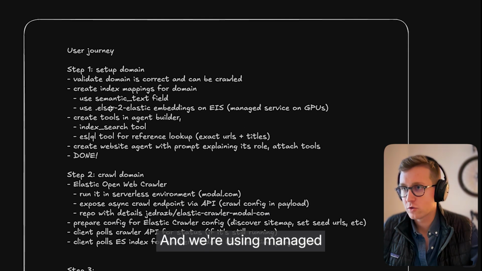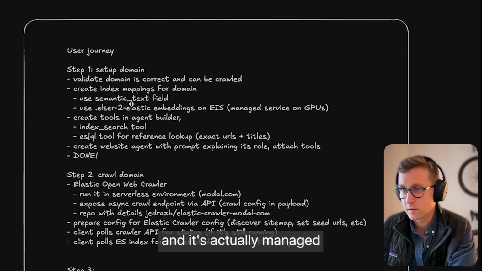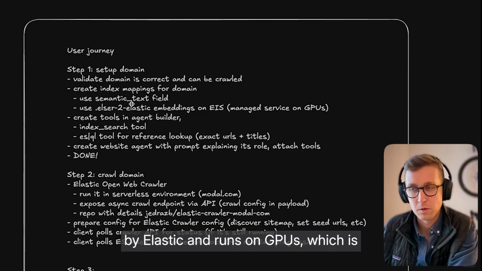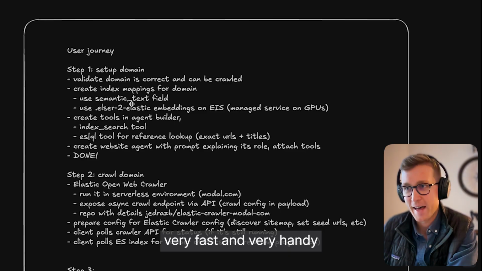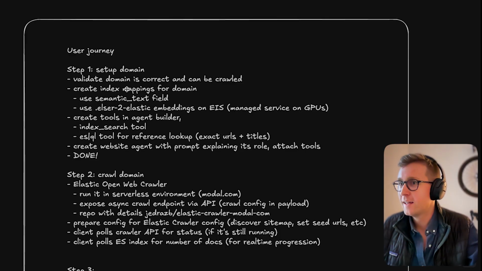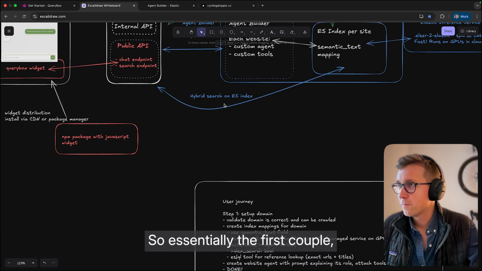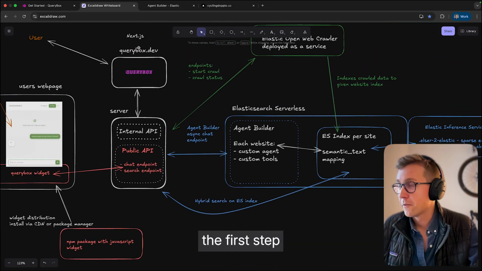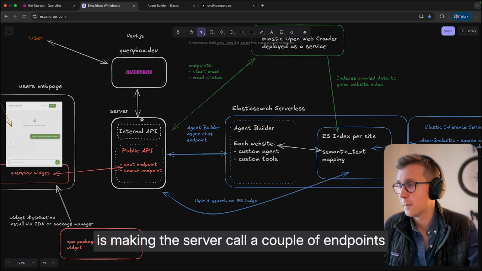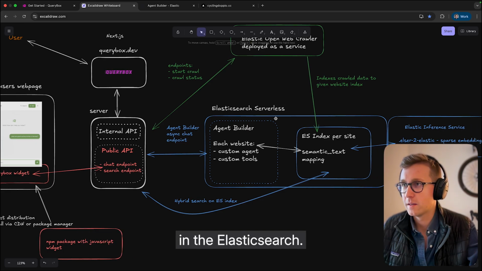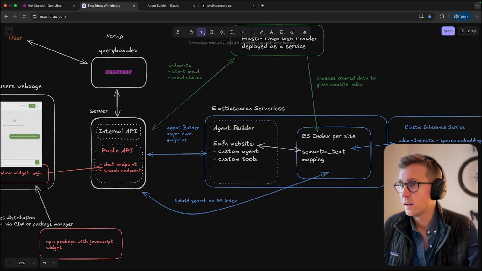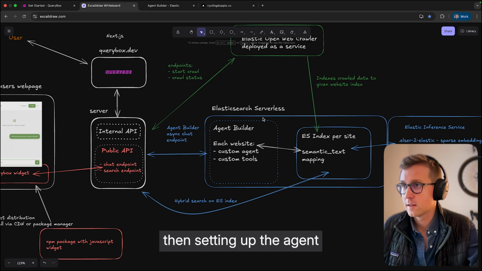And we're using managed inference endpoint, which embeds our data. And it's actually managed by Elastic and runs on GPUs, which is very fast and very handy for high load workloads like ingesting big websites. So essentially the first step is making the server call a couple of endpoints in the Elasticsearch. First creating the index, then setting up the agent and setting up the tools.